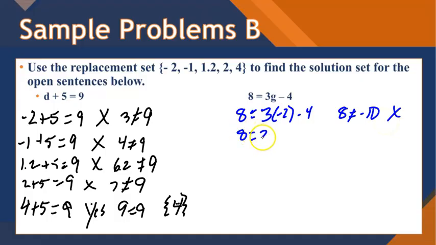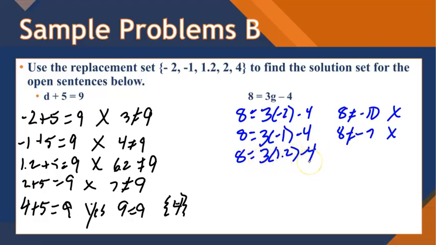8 equaling 3 times -1 minus 4. This would be 8 equaling a -7. That does not work. And if I did 8 equaling 3 times 1.2 minus 4, 3 times 1.2 is 3.6. 3.6 minus 4 would be -0.4. So 8 does not equal -0.4.